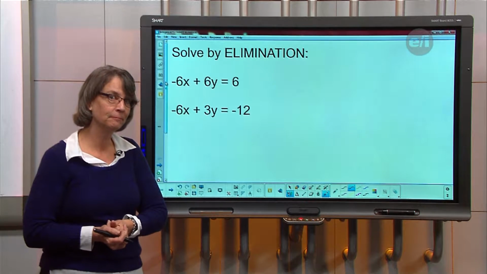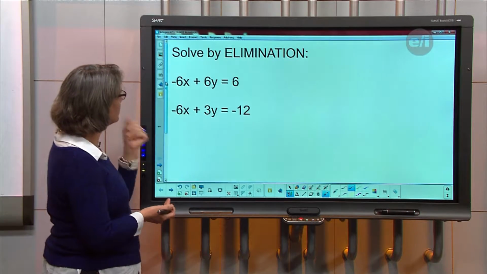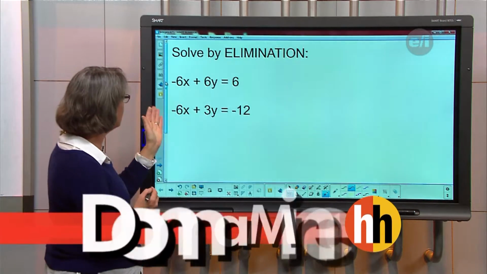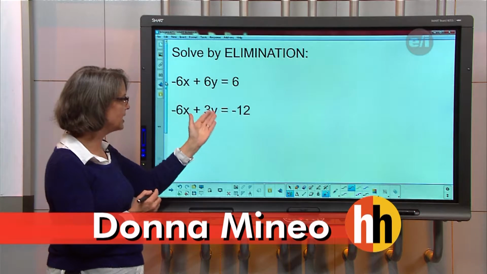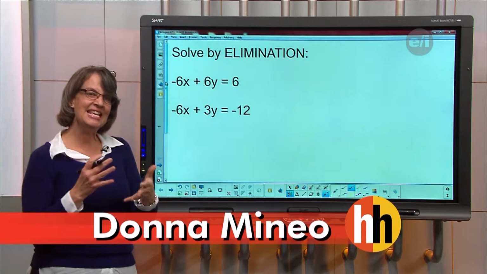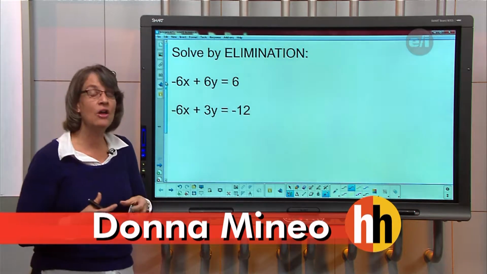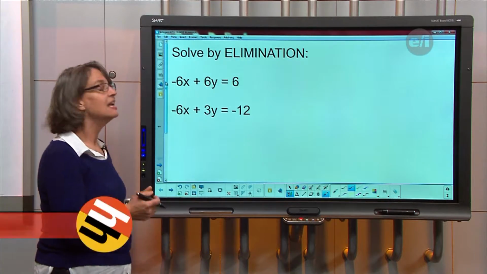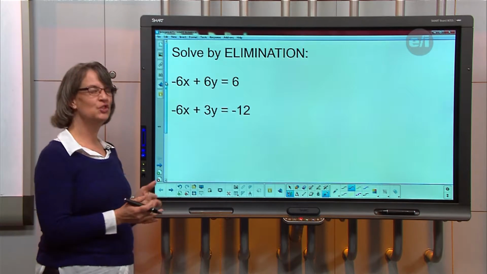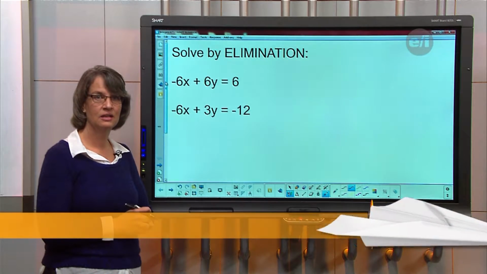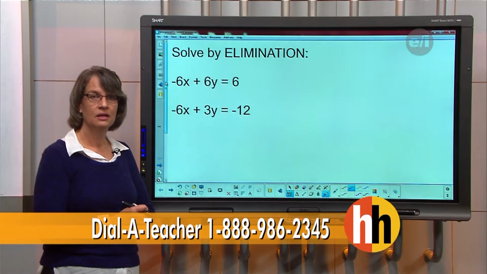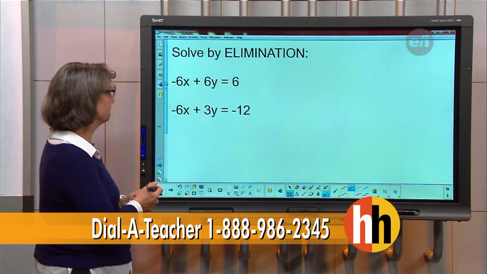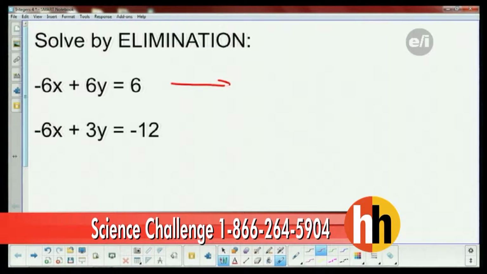All right, so I'm looking at the problem you sent, and you have negative 6x plus 6y is equal to 6, and you have a negative 6x plus 3y equals negative 12. Does anything in there pop out to you that it might be easy to get rid of or eliminate? The 6x's? The 6x, but they're both negative, so how am I going to do that? You will multiply one of the equations by -1 to make it a positive. Okay, which one do you want to do that with? The bottom one.